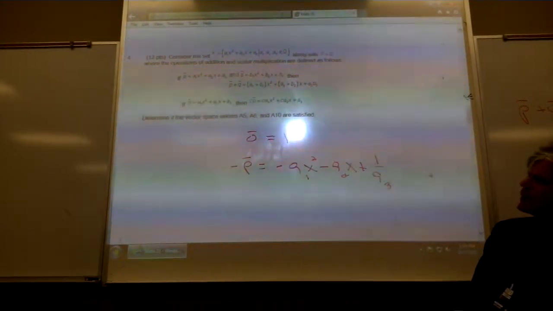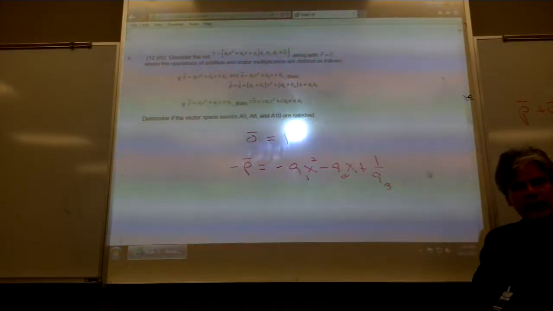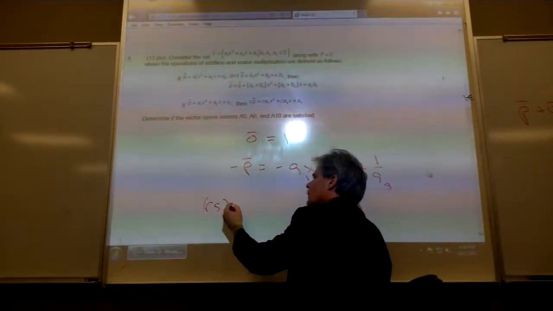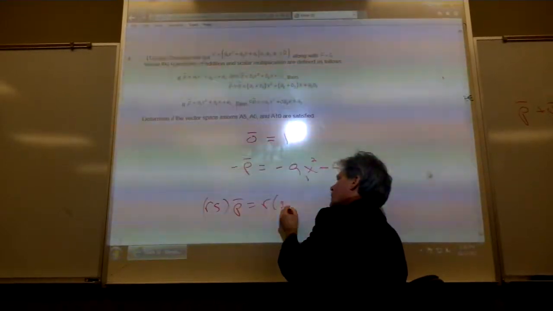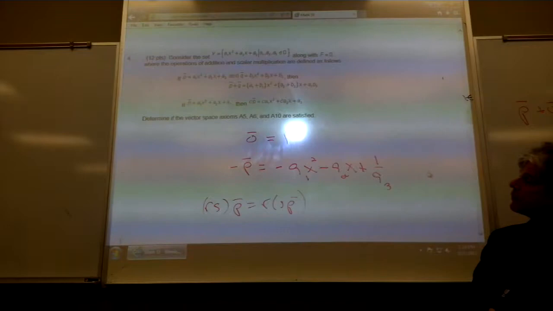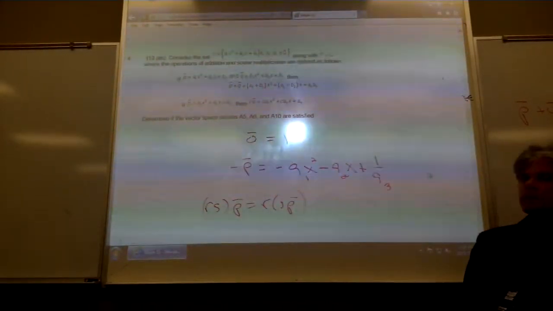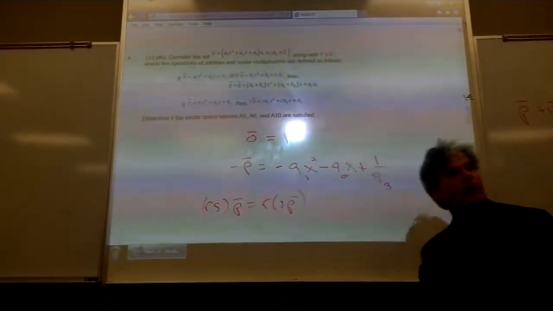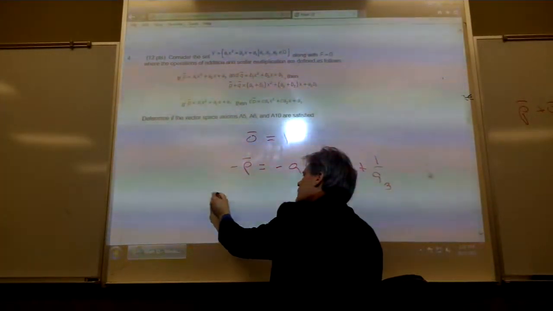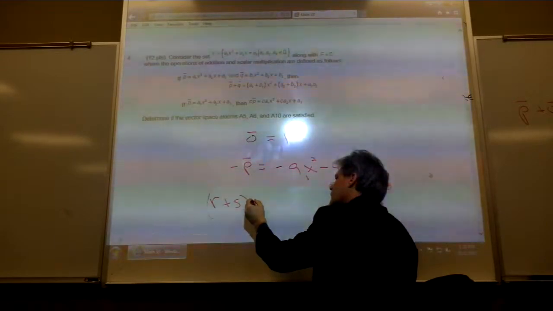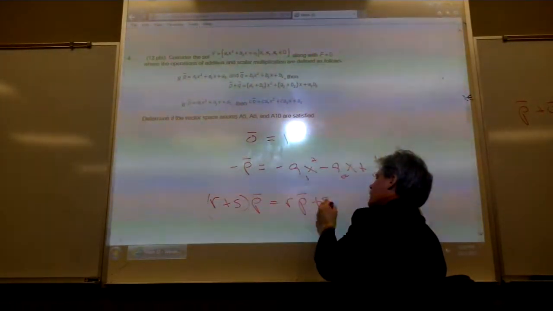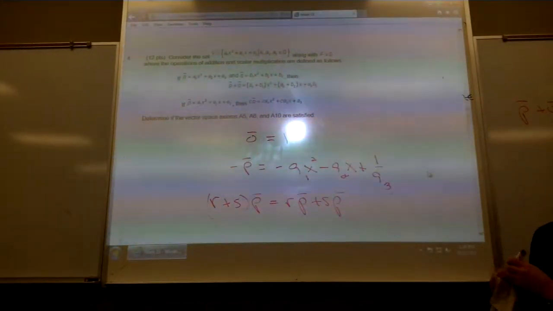I don't quite remember what a10 is. I think it's this one. No, that's not A10. A10 is R plus S, in parentheses, times vector v, equals R times P bar plus S times P bar. Or V bars, whatever you want to call them. Distributed.